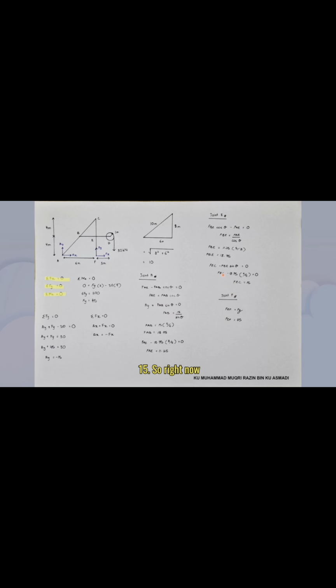So right now, the last one we're going to find is at joint F, which is FEF. So we can conclude that FEF is equal to FY. So FY is 45, which makes FEF 45. So that is all for question 2 in set 1.